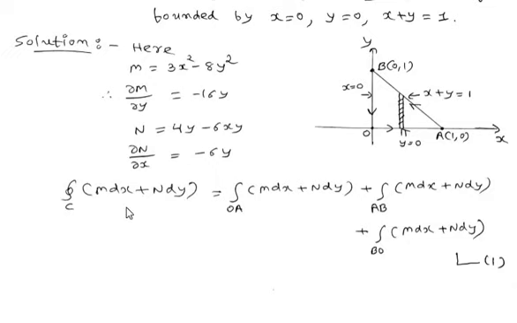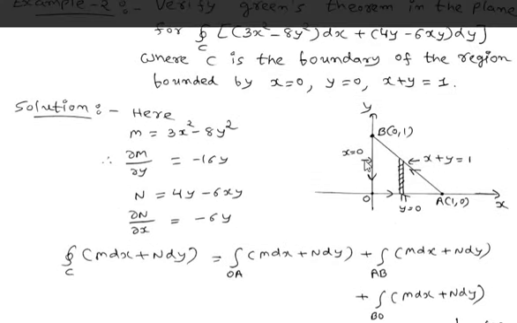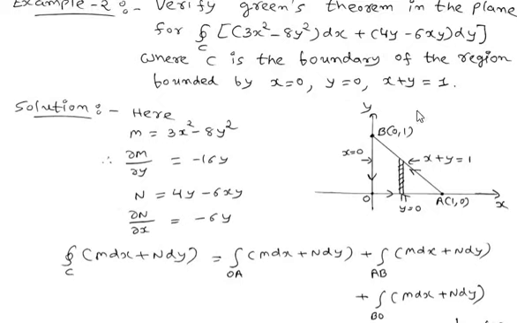minus 6y. Now draw the region. x equals 0 means the y axis, y equals 0 means the x axis, and the line x plus y equals 1 will be like this. If we put y equals 0, the result will be x equals 1. So this line will intersect the x axis at the point 1, 0, and if we put x equals 0, we have y equals 1. So this line will intersect the y-axis at the point 0, 1. So this is the bounded region.